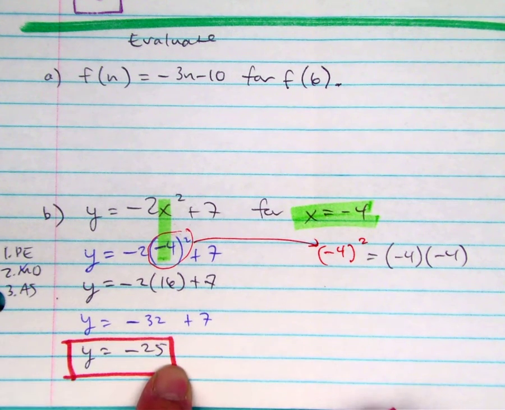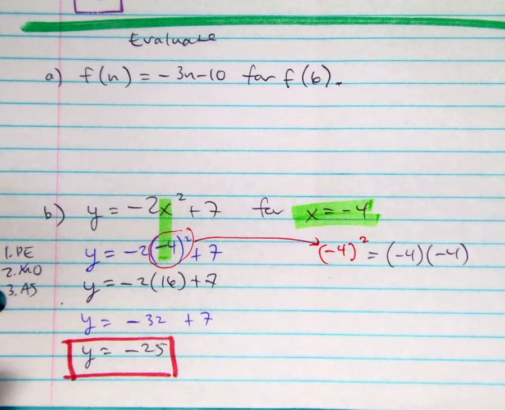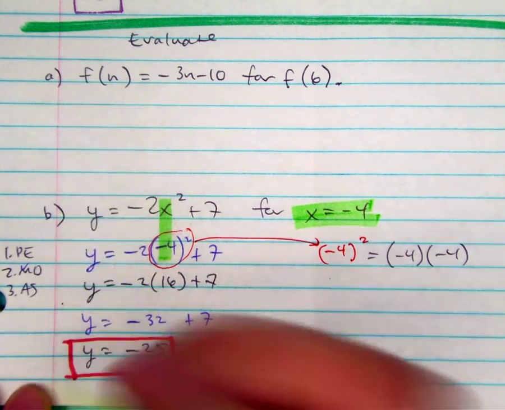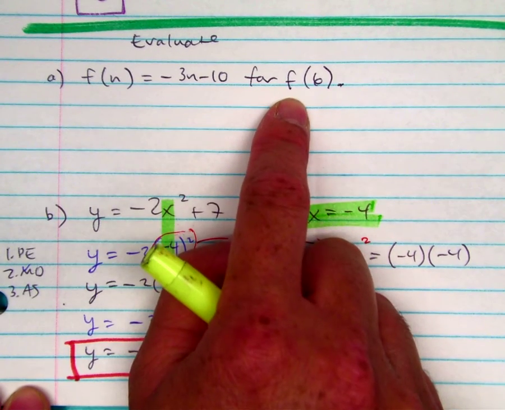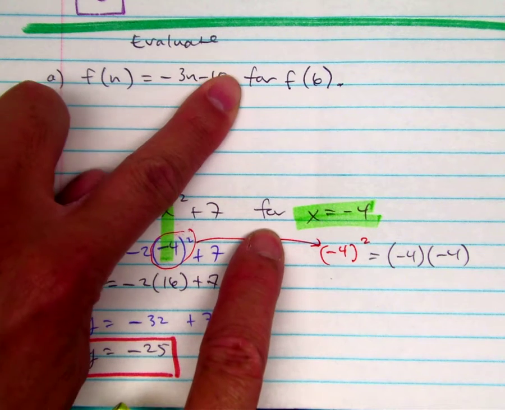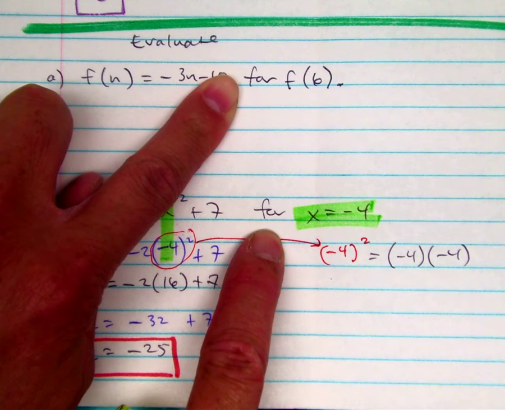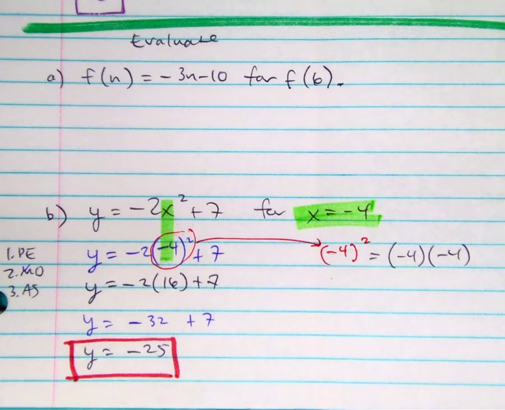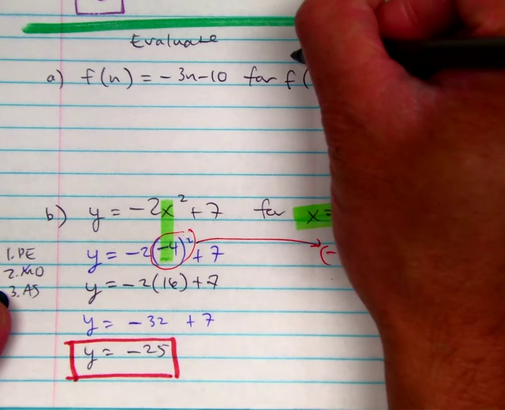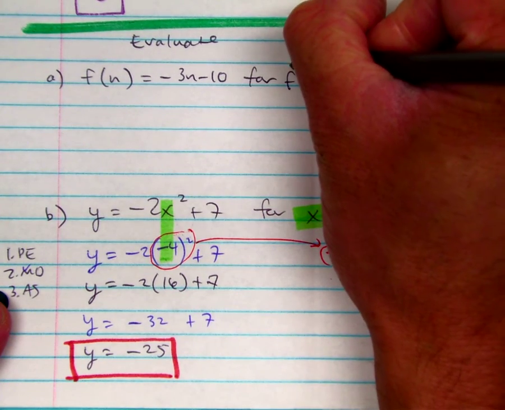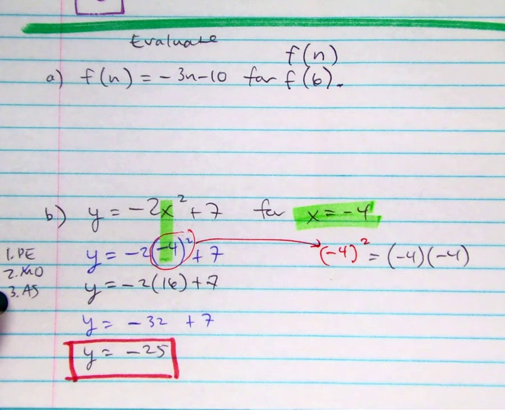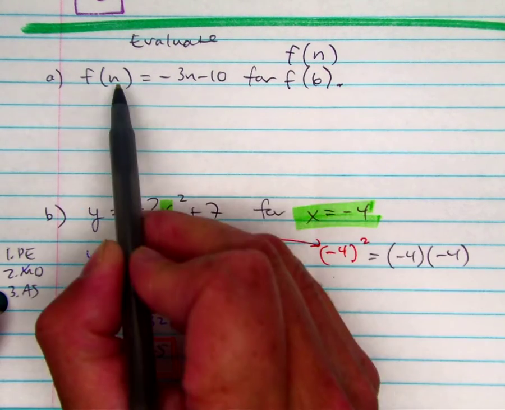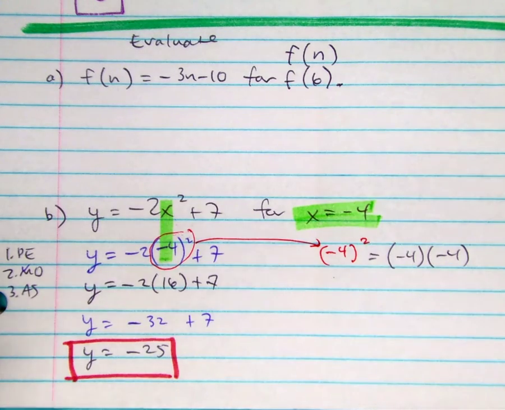Okay? Let's now tackle something that looks a little bit new. This one says f of n equals -3n minus 10 for f of 6. Well, I still have that 6. Do you see it? Okay, so I'm going to have to do a substitution somewhere. So, above f of 6, I want you to write f of n. Write that. And the reason why I did that is because I see it over here. And this is your clue.